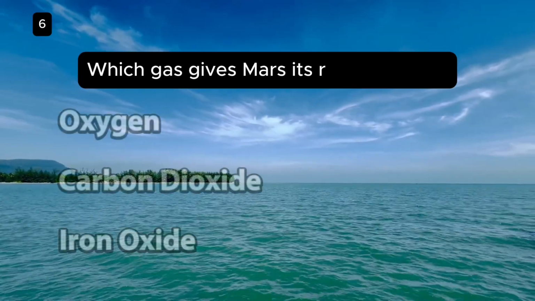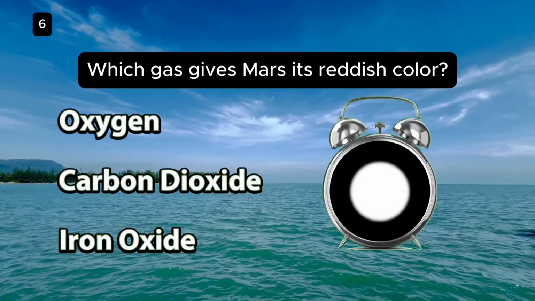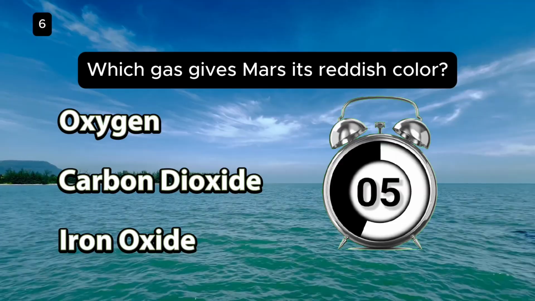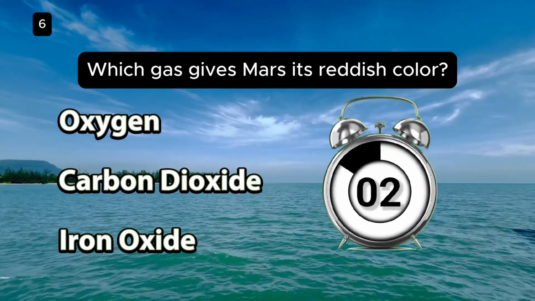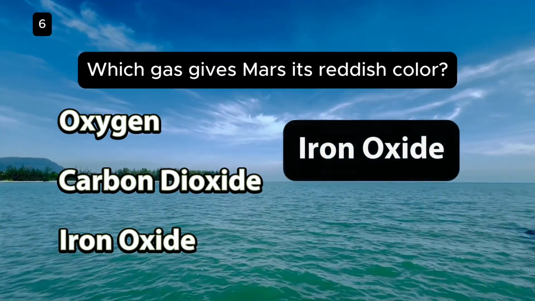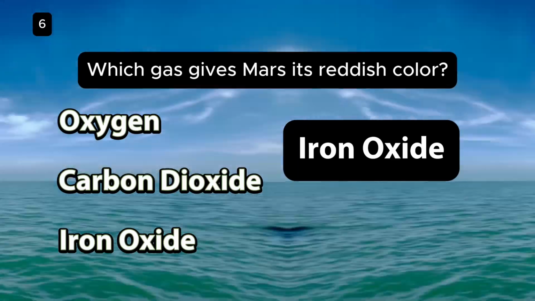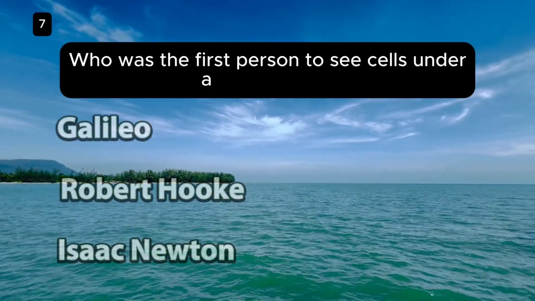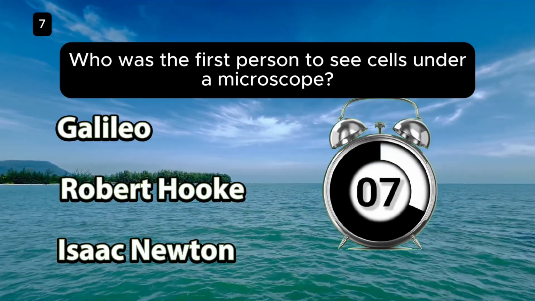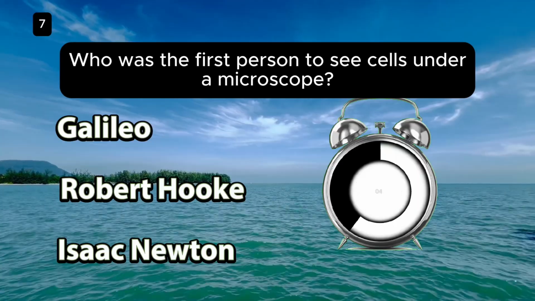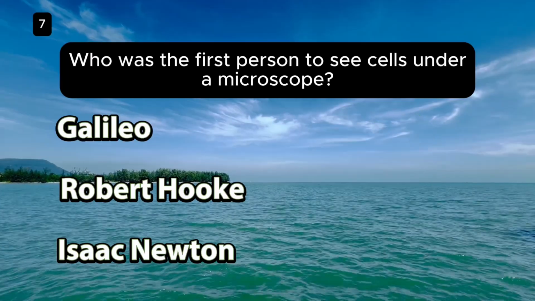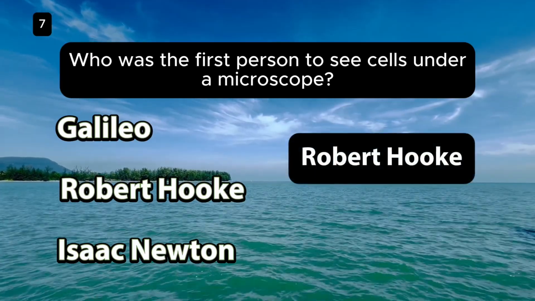Which gas gives Mars its reddish color? And the correct choice is iron oxide. Who was the first person to see cells under a microscope? He was Robert Hooke.